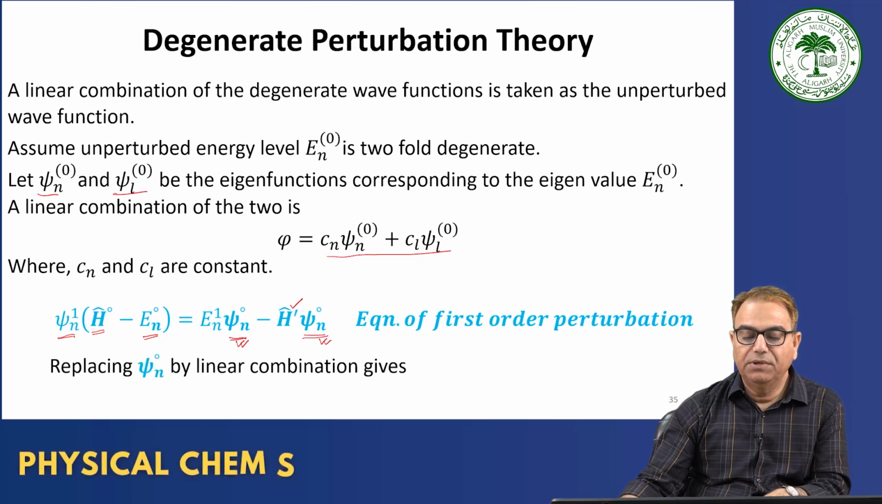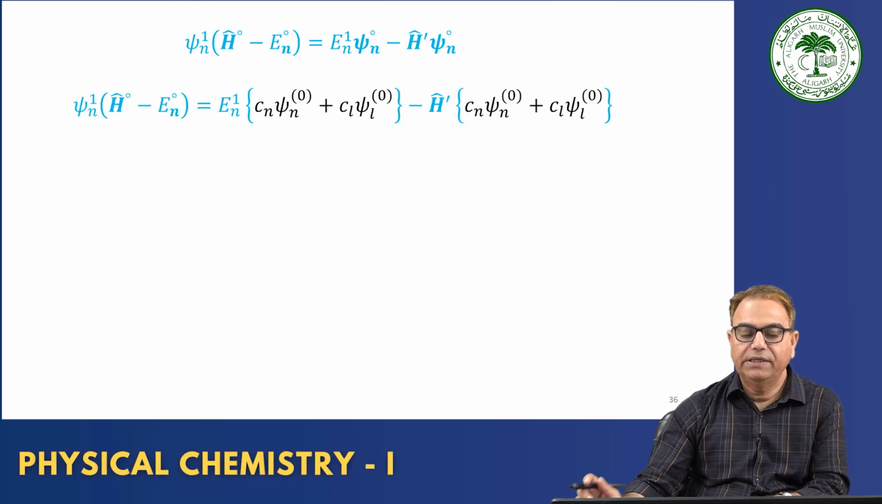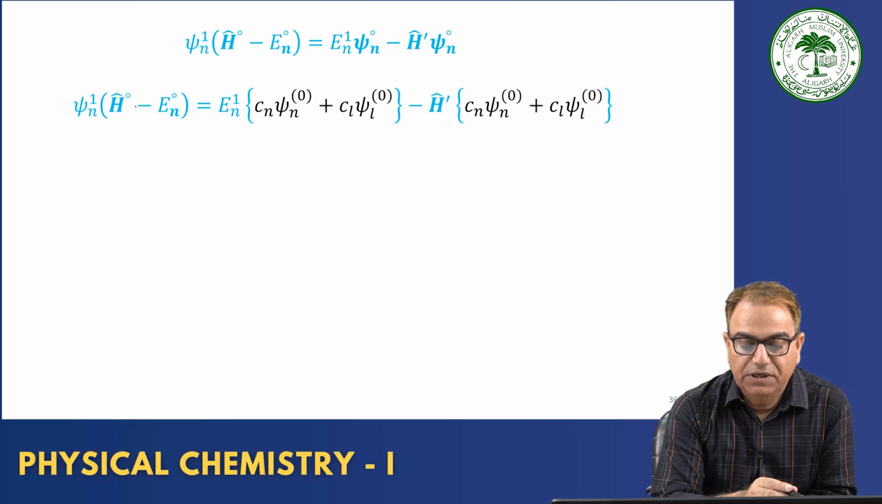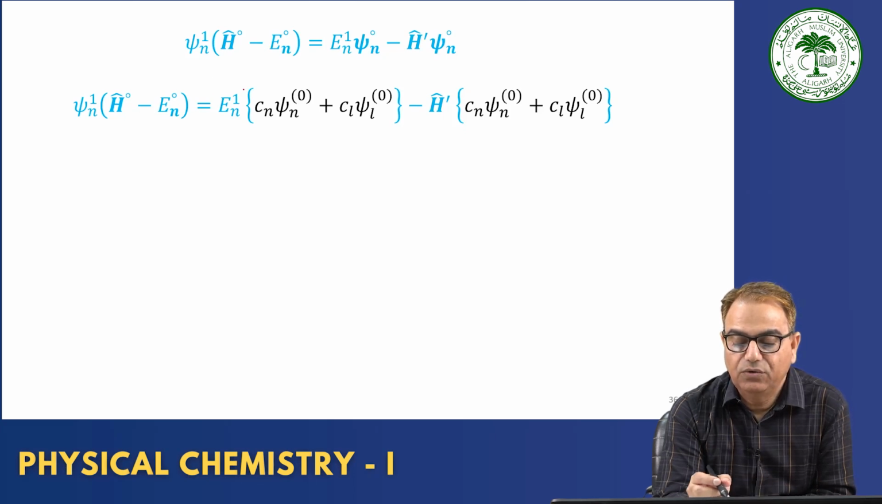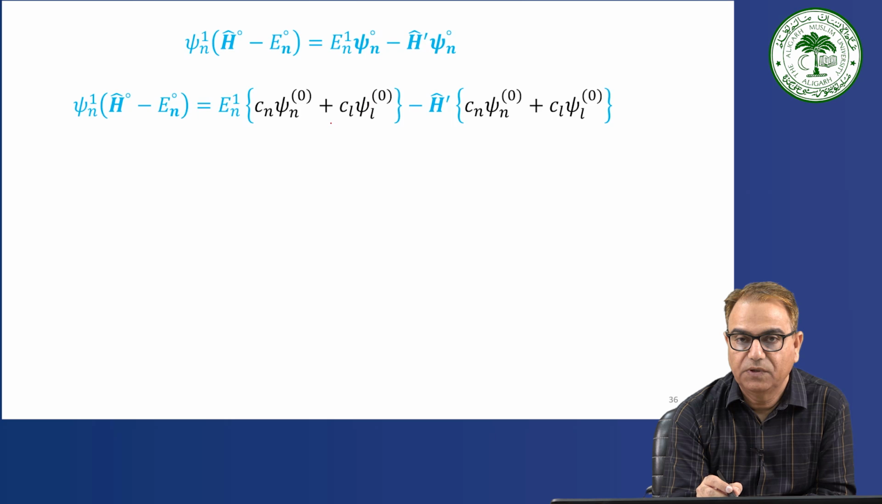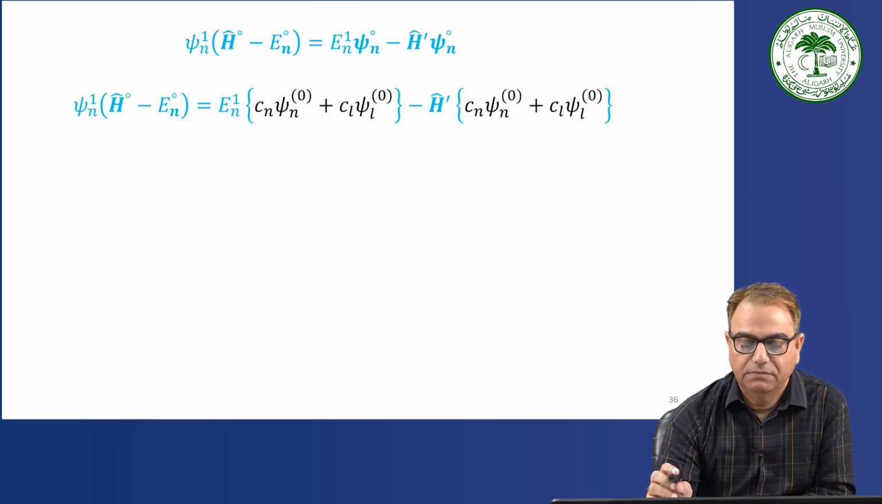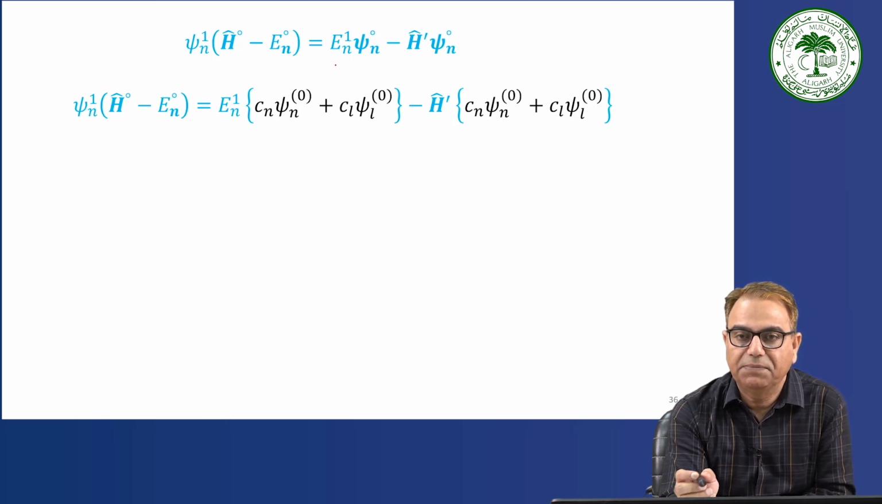Replacing psi n naught by the linear combination, if you have this equation, then it gives you this one. So what I did here, it is H naught psi n1, En naught psi n1, that's there. Then you have En1, and instead of psi n naught, you write Cn psi n naught plus Cl psi L naught, a linear combination. Then minus H prime, Cn psi n naught plus Cl psi L naught. That I can write because this relationship we used in the non-degenerate perturbation theory also. From this relationship we got En1 is equal to the integral of psi n naught H prime psi n naught d theta.